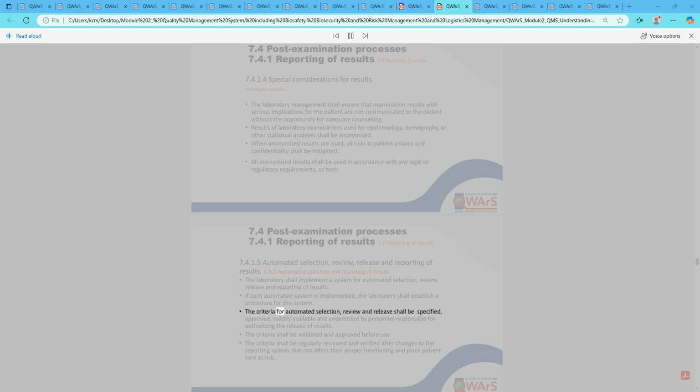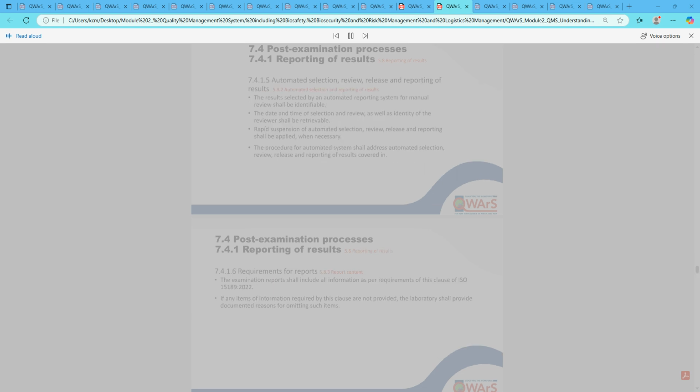The criteria for automated selection, review, and release shall be specified, approved, readily available, and understood by personnel responsible for authorizing the release of results. The criteria shall be validated and approved before use. The criteria shall be regularly reviewed and verified after changes to the reporting system that can affect their proper functioning and place patient care at risk.